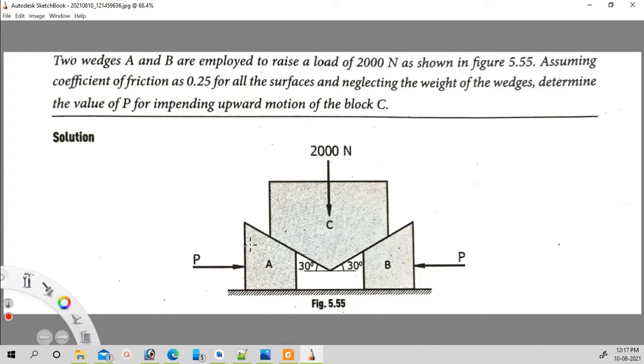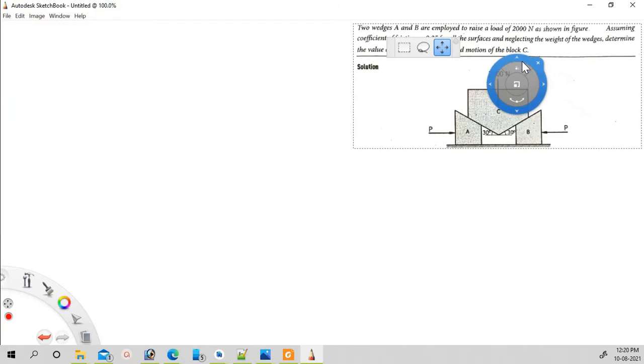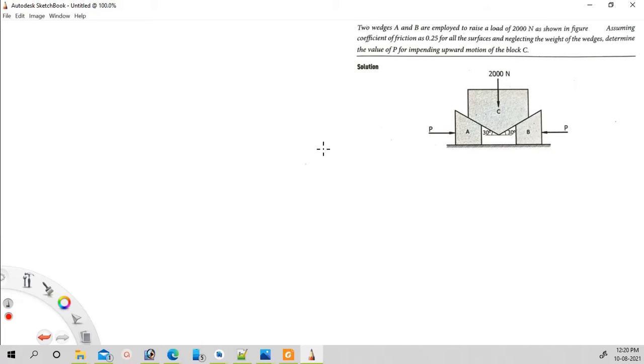So that means these forces P should be applied as shown. Then only these wedges, that is blocks A and B, will be moving towards inside, towards each other. Then, as an effect of this motion, this block C will be moving in the upward direction. So this is the question.